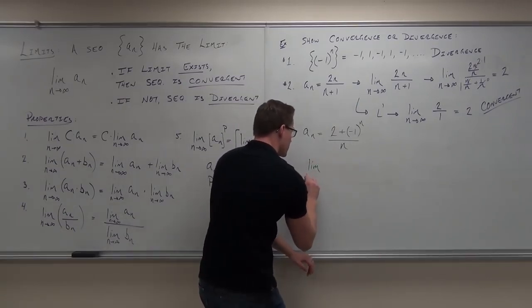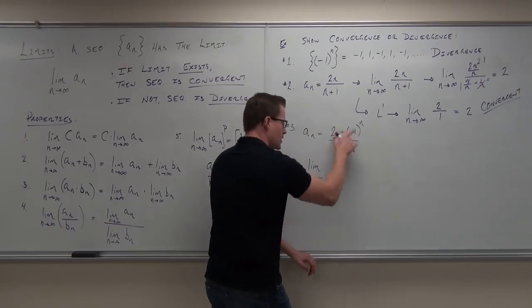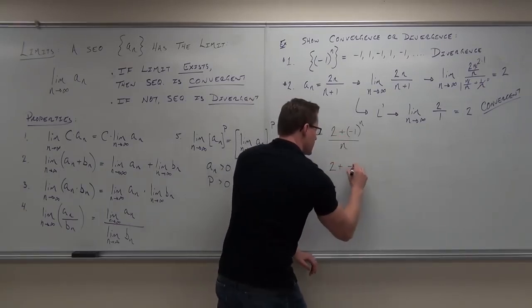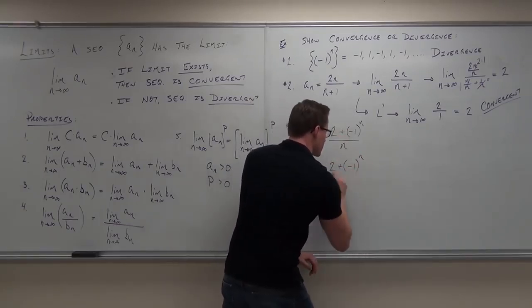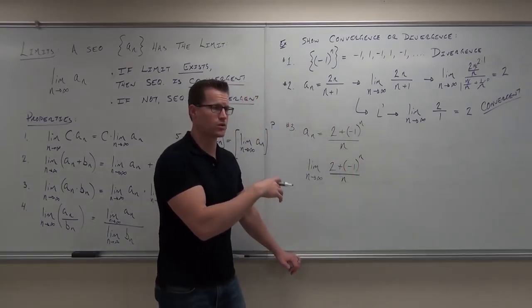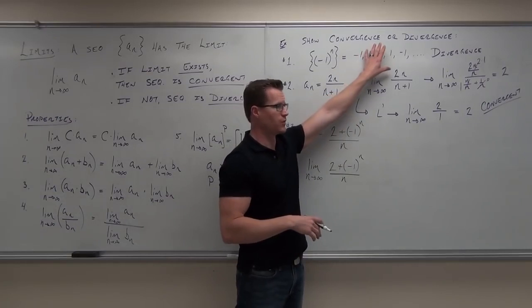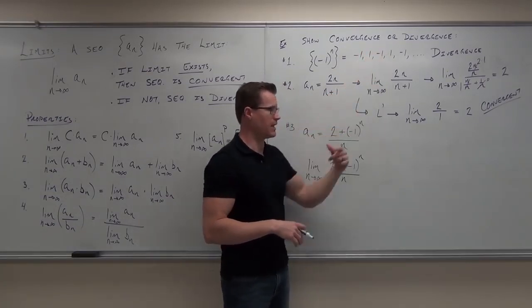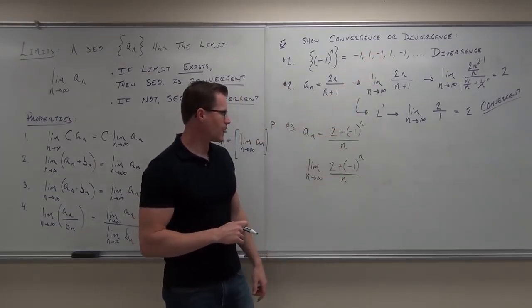What we know is that if we take the limit as n approaches infinity of whatever our sequence is, if this limit exists, we have proven convergence. If the limit does not exist, goes to infinity, or goes to something like this, we've proven that it's divergent, or we've shown divergence. Ideas?